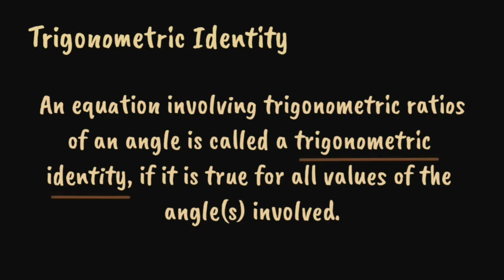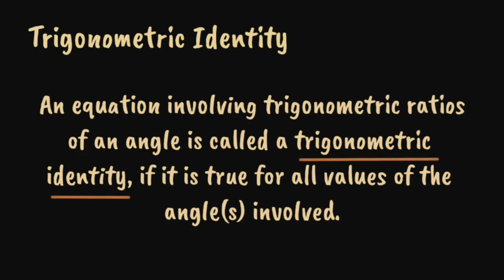So, what is a trigonometric identity? An equation involving trigonometric ratios of an angle is called a trigonometric identity if it is true for all values of the angles involved. See children, there are some equations having sin theta, cos theta, tan theta, etc., which are true for any values of theta. If in the place of theta we put any angle, the equations will be true statements. They are called trigonometric identities.